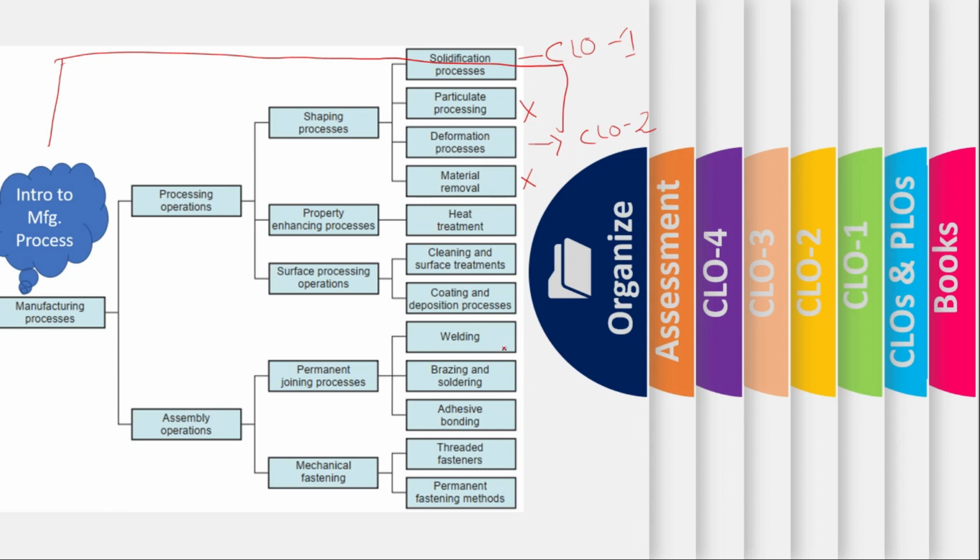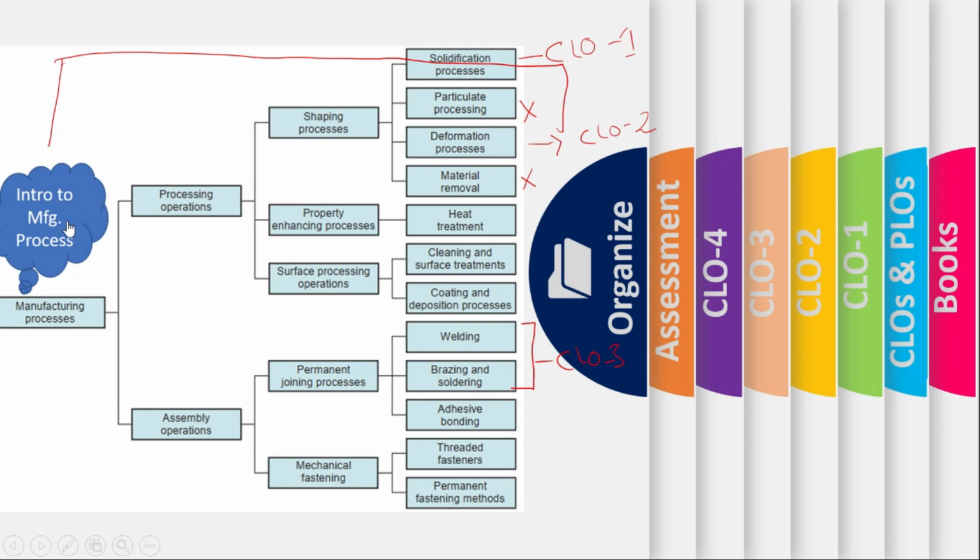Then we have welding, brazing, soldering. These assembly processes comprise CLO3, right? And CLO4 is the workshop. So this is how you can remember your course. If you have a firm grip over this chart, if you are able to recognize this chart and remember the workflow in this chart, you will be able to have a good grip over your subject.